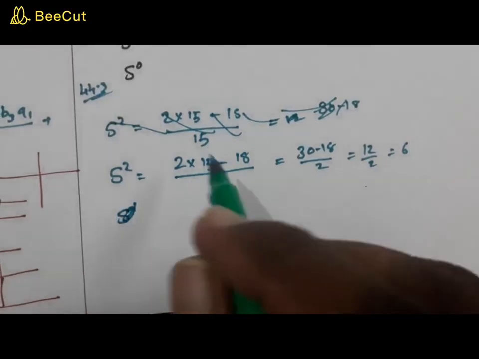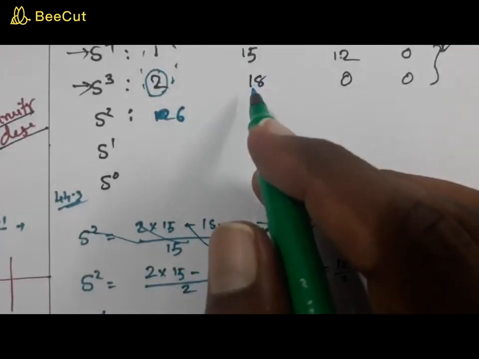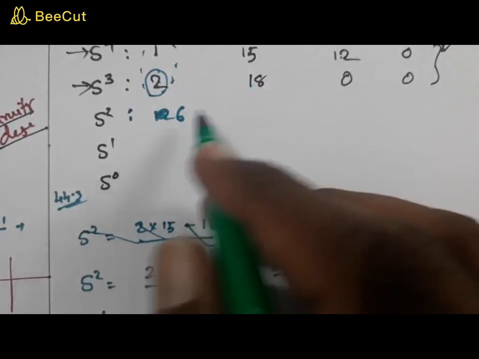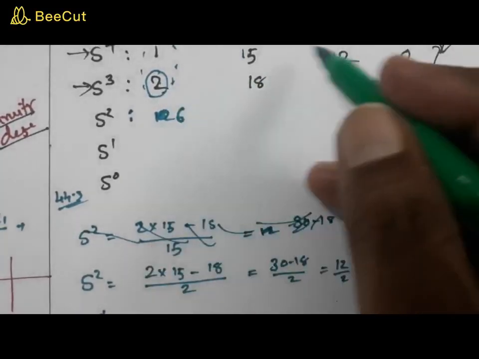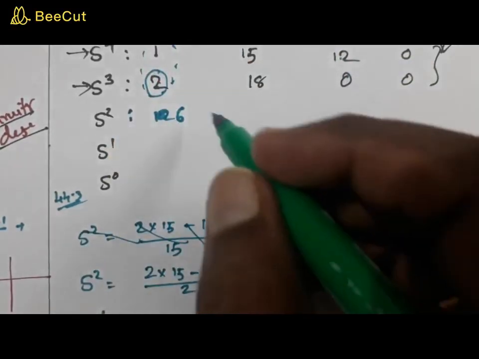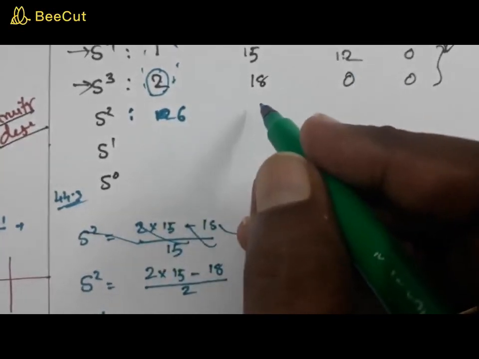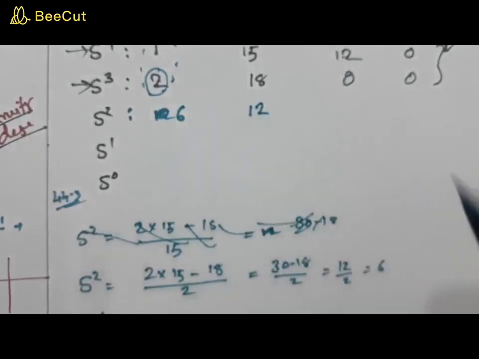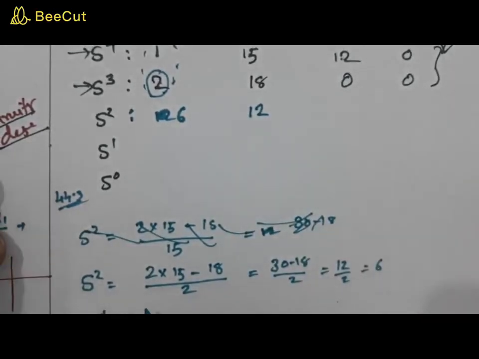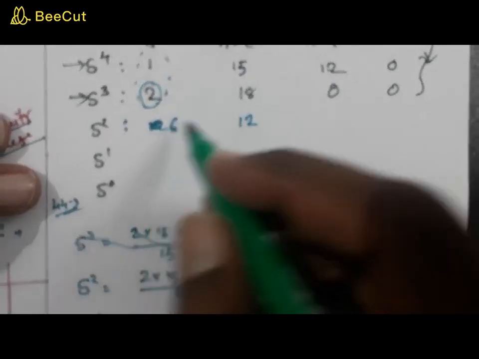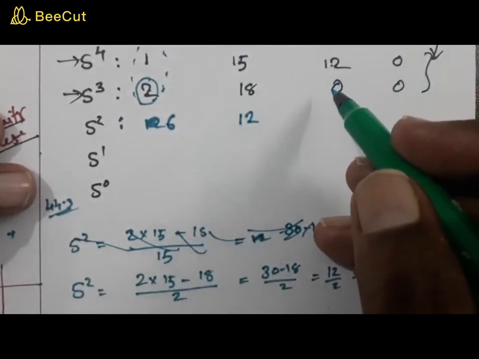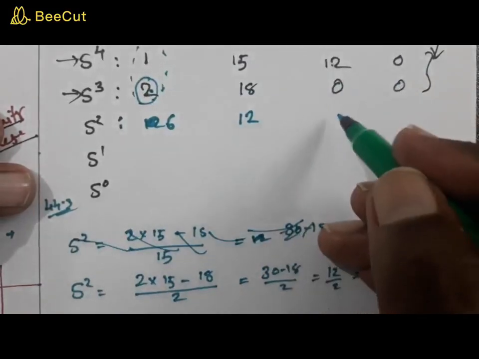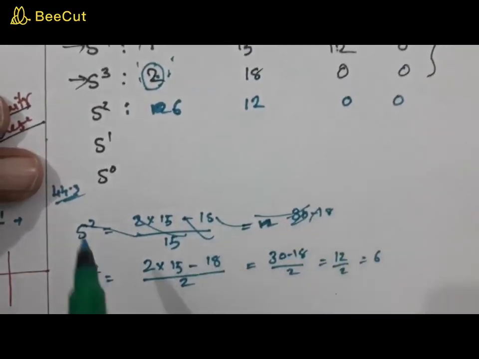So how will you find out the s square row? The next term will be 2 into 12 divided by 2, which is equal to 24 by 2, which is equal to 12, right? So you can find out in this way. The next term will be 2 into 0 minus 1 into 0. So the rest is going to be 0, right?